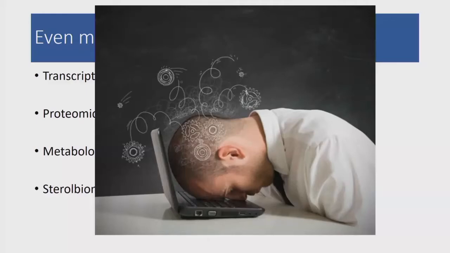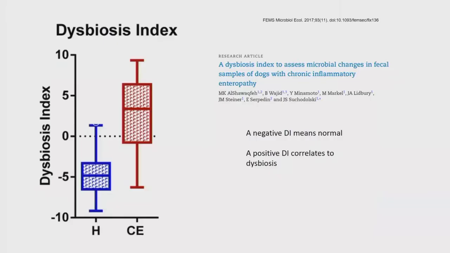So as veterinarians are rather simple, there has been a development of something called a dysbiosis index in dogs, which is to try and quantify or have a simple index that's available to compare different groups. This dysbiosis index was developed by a Texas A&M GI lab. What they did is they took, I think, about 60 healthy dog samples and about 70 samples from dogs that had chronic enteropathy, which is what we loosely call IBD, or inflammatory bowel disease, in dogs.